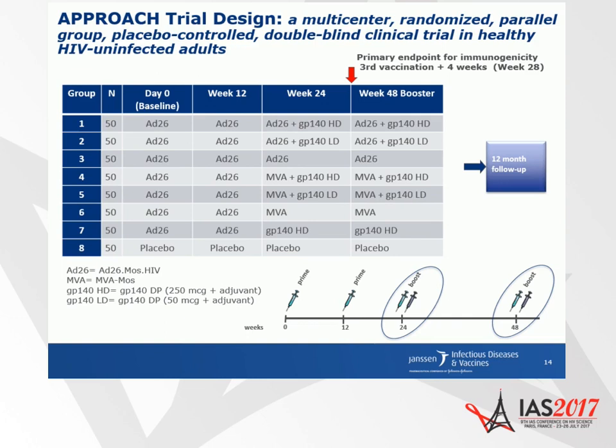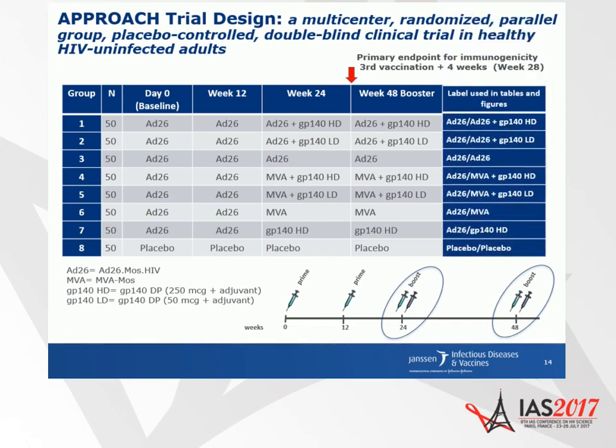And first booster dose was given at week 24, the second at week 48, and we have immunodata at week 28, so 4 weeks post third dose, and week 52, which is 4 weeks post fourth dose. In the graphs that I will show later on, the legend is shown as here, so everybody received AD26, so that's the same before the slash, and then after that you see what the composition of the two booster doses was. The protein that we gave was adjuvanted with alum.